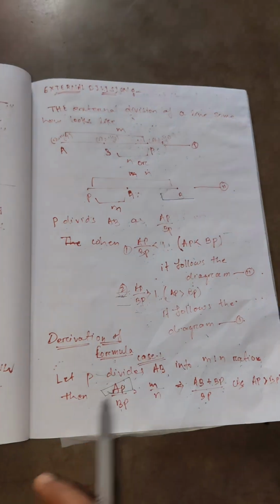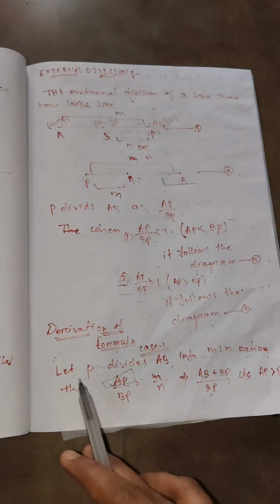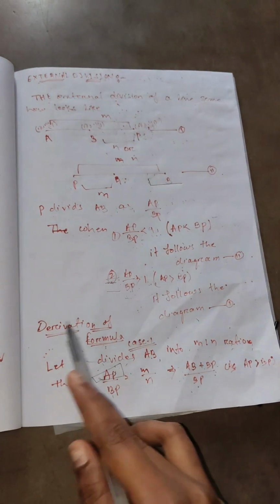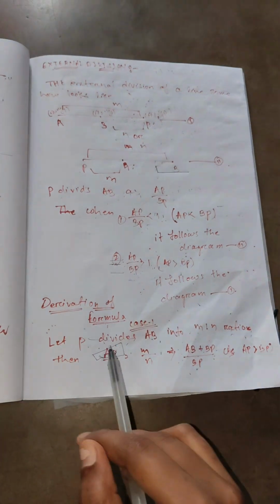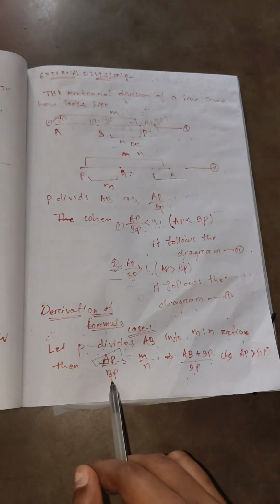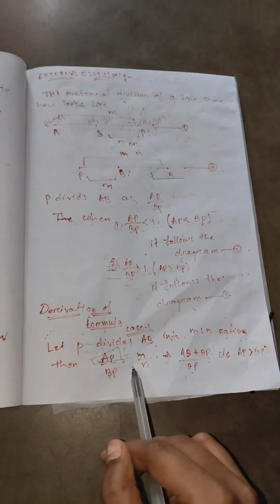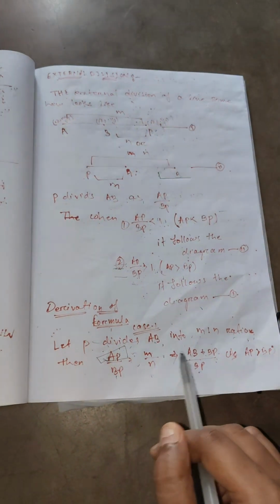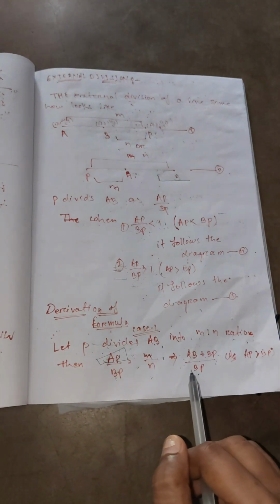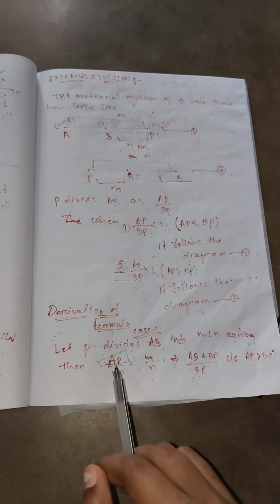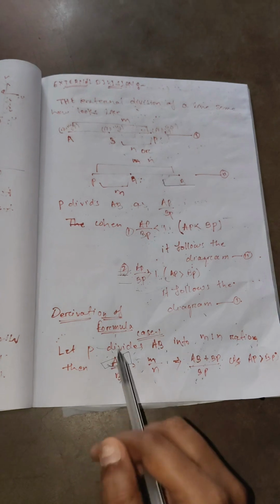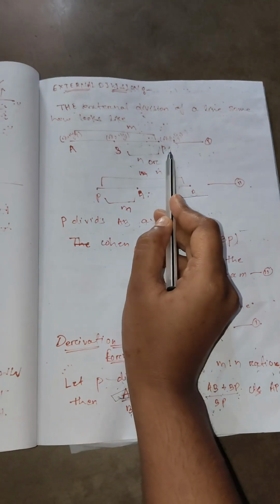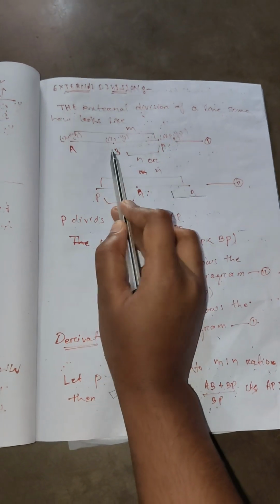Now let's derive the formula for the external division. Let P divide the line AB in the ratio M is to N. That means we can write AP divided by BP is equal to M divided by N. That gives rise to AB plus BP divided by BP. We can get AB plus BP by splitting out the AP. As you can see, AP can be split into AB plus BP.